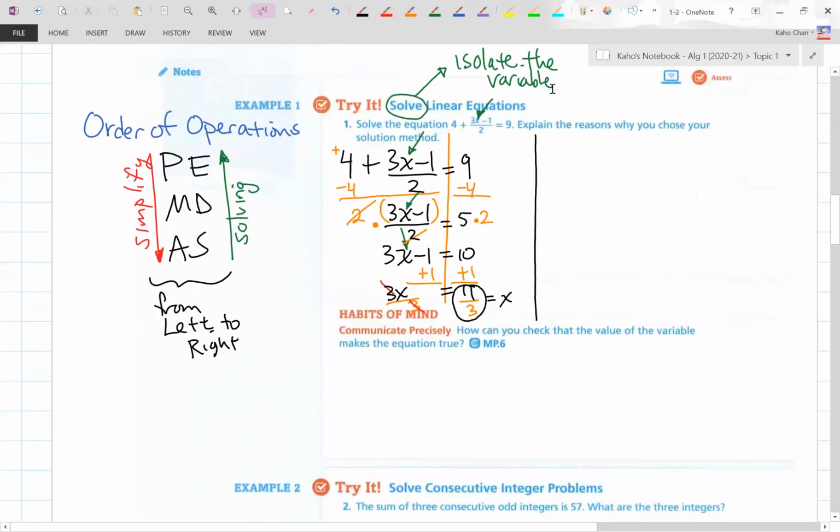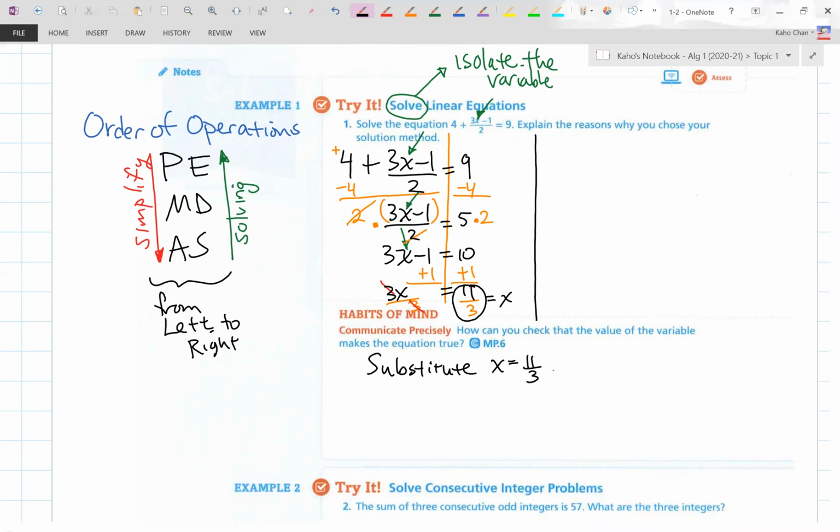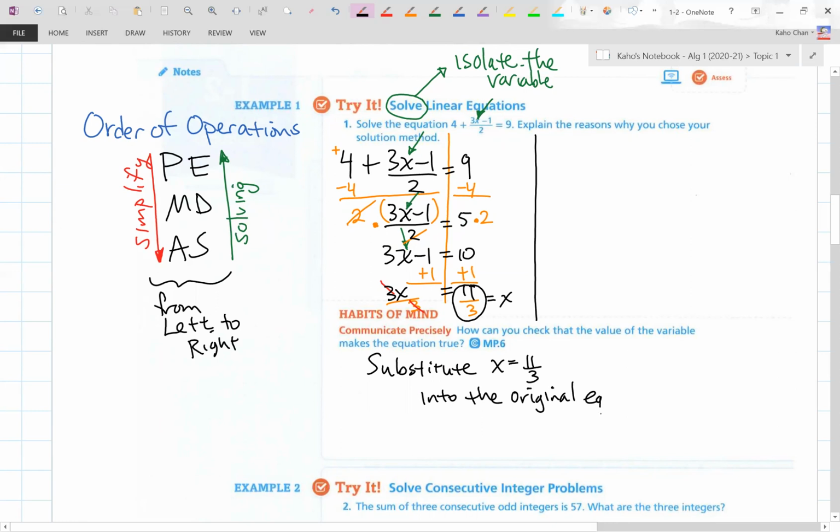Question at the bottom there. How can you check that the value of the variable makes the equation true? What you want to do is substitute the value for x and check the answer. So our answer that we got was 11/3, and we would have to substitute 11/3 into the original equation. And I challenge you guys to try that on your own.